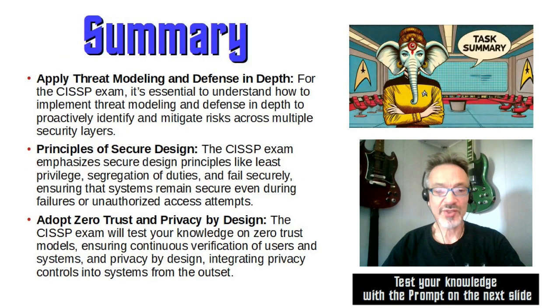Alright, summarizing task 3.1, research, implement, and manage engineering processes using secure design principles. Let's recap some key points. 1. Threat modeling and risk mitigation. We've explored how to implement key security principles like threat modeling, least privilege, and defense in depth to identify and mitigate risks. These form the foundation of proactive security measures that are crucial for the CISSP exam and real-world practice.